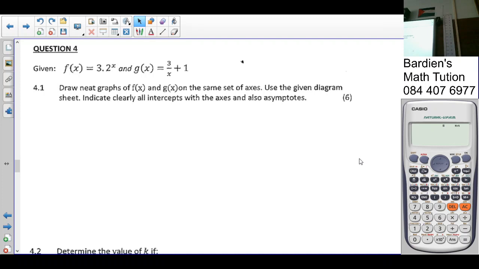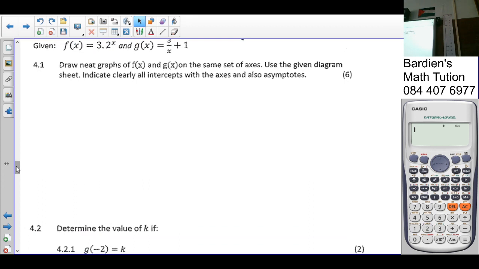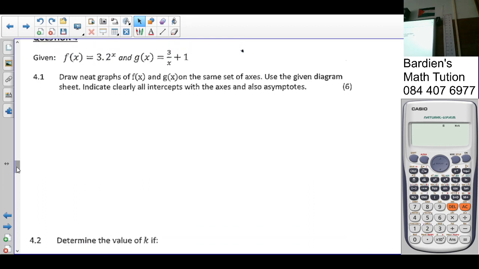Then g of x equal to 3 over x plus 1. What type of graph is that? Hyperbola. Right. Draw a neat graph of f of x and g of x on the same set of axes, using the given diagram sheet. Indicate clearly all intercepts with the axes and also the asymptotes. Okay. So it wasn't given to you, it was given in the exam. Okay. So let's go with it.